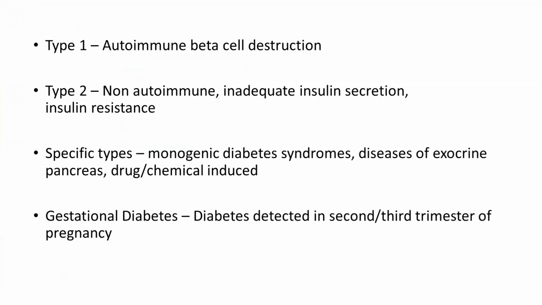So I'll quickly run through this. Type 1 is an autoimmune disease where beta cell destruction is seen. And type 2 is basically a non-autoimmune illness where insulin secretion is inadequate in a background of insulin resistance. And there are two other types, specific types and gestational diabetes.